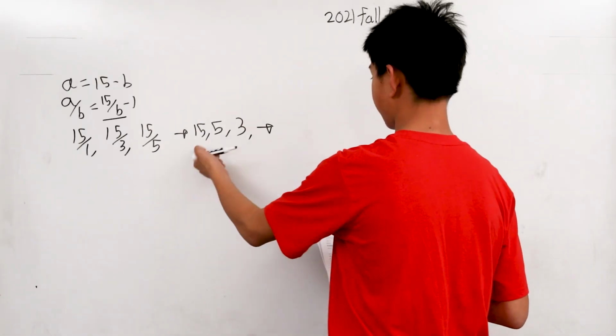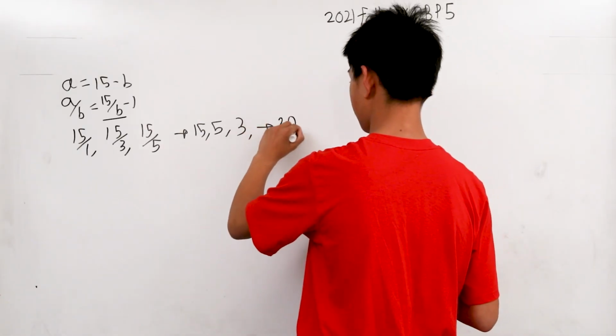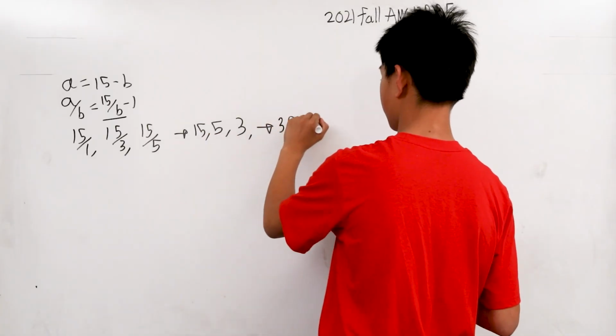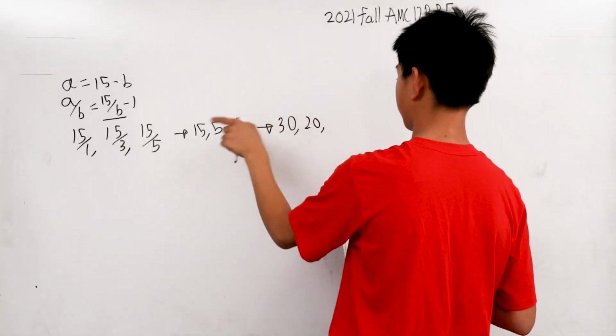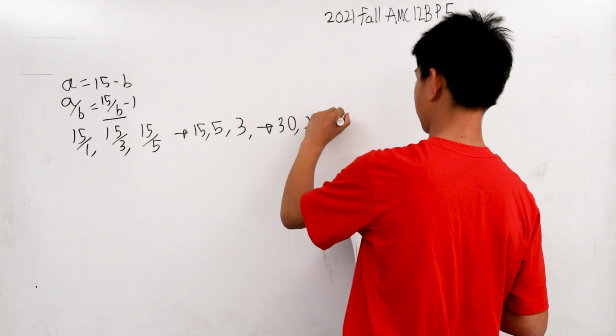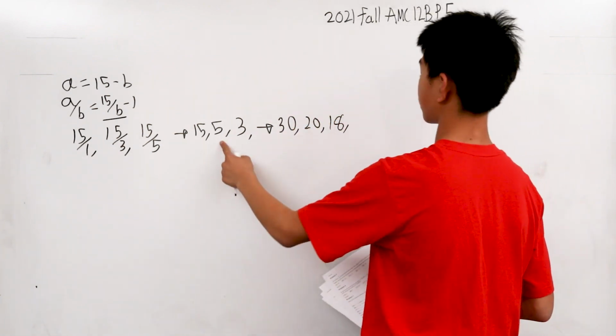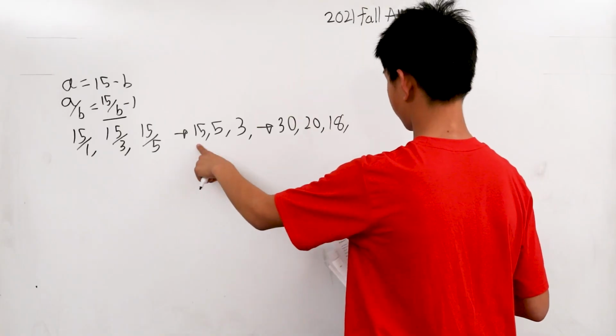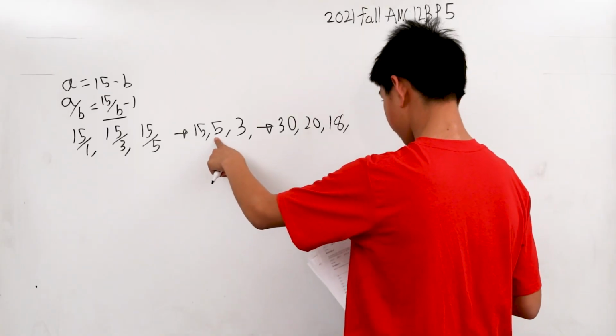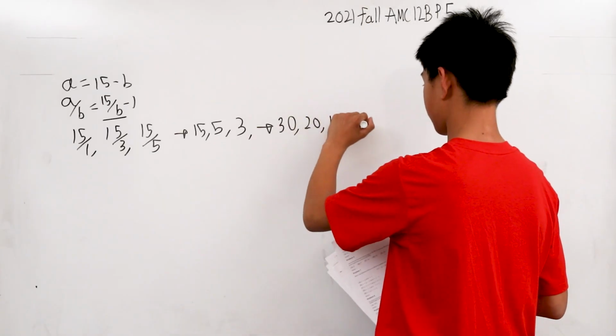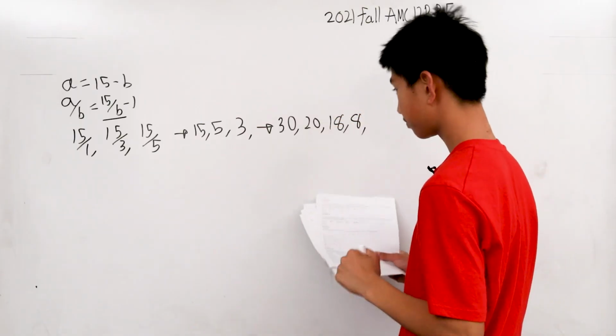Let's start with 15. 15 plus 15 is 30. 15 plus 5 is 20. 15 plus 3 is 18. And then now we've exhausted all the 15s. Let's go to 5. 5 plus 15 is 20. We already said that. 5 plus 3 is 8. And that's the only possible.